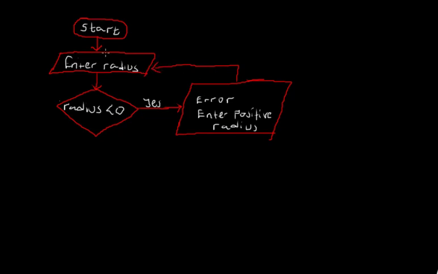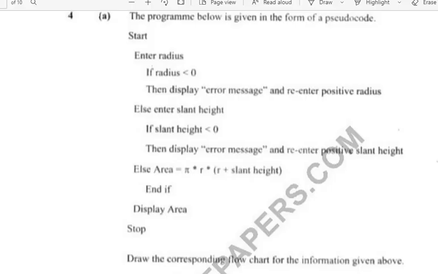So you enter a radius. If radius is less than 0, it will say error, enter positive radius. It will take you back to radius. But if your radius is not less than 0, so say no, we are supposed to use white, and we will say no. If your radius is not less than 0, what happens? Enter slant height.